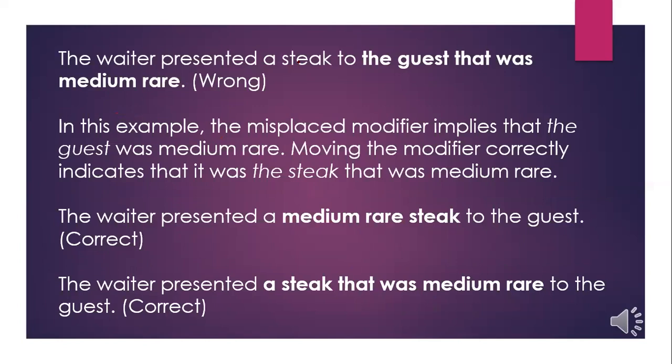طيب, the waiter presented a steak to the guest that was medium rare. That was medium rare هنا بتديسكرايب مين؟ هل الجست ولا الستيك؟ مين السبجكت اللي كان medium rare؟ أكيد مش الجست. It doesn't make sense. بس بما إن هنا الموديفاير محطوط جنب الناون ده, it looks like as if it's describing the guest. طب what's the best way to correct it؟ إن ال that was medium rare دي جنب إيه؟ جنب الستيك. هي المفروض توصف الستيك. Move it here.